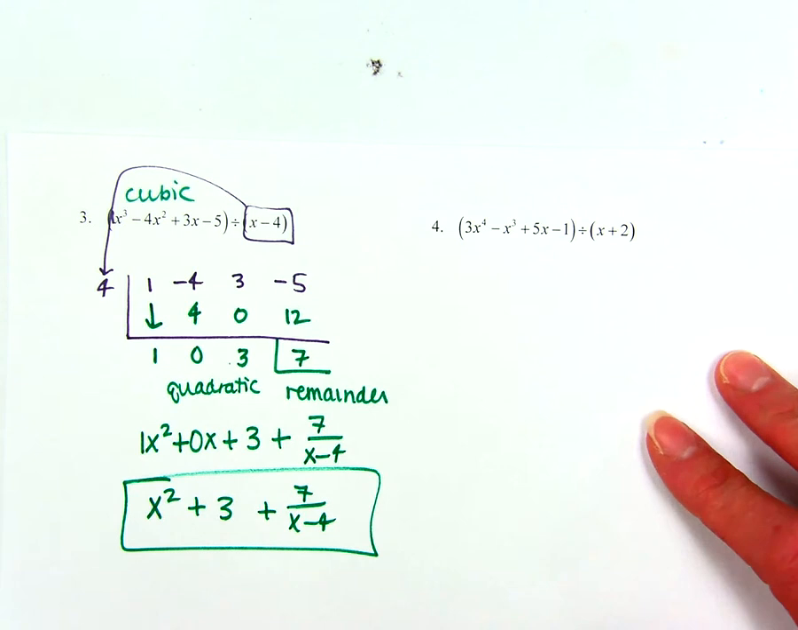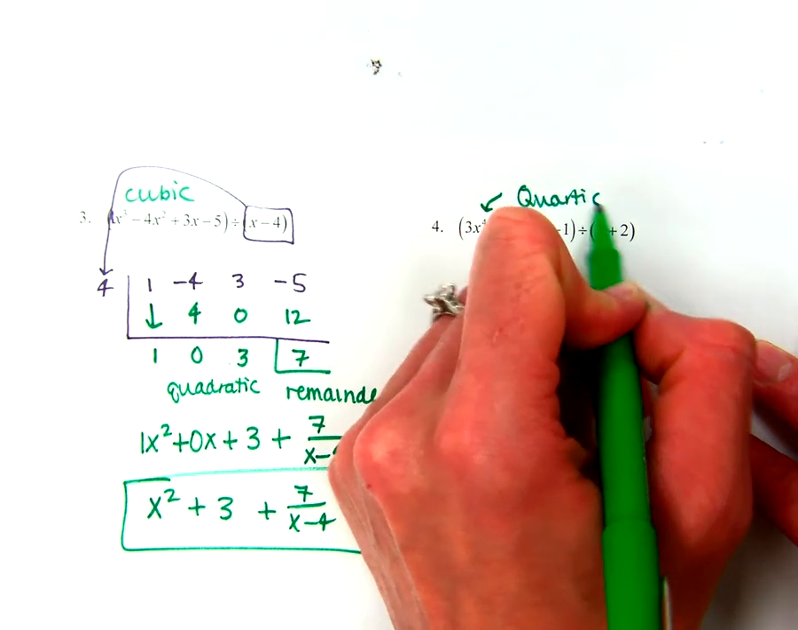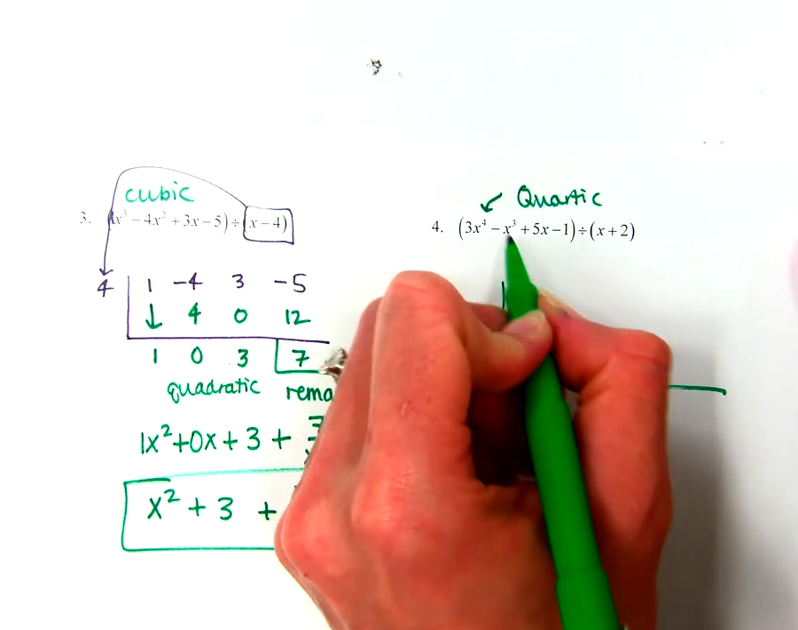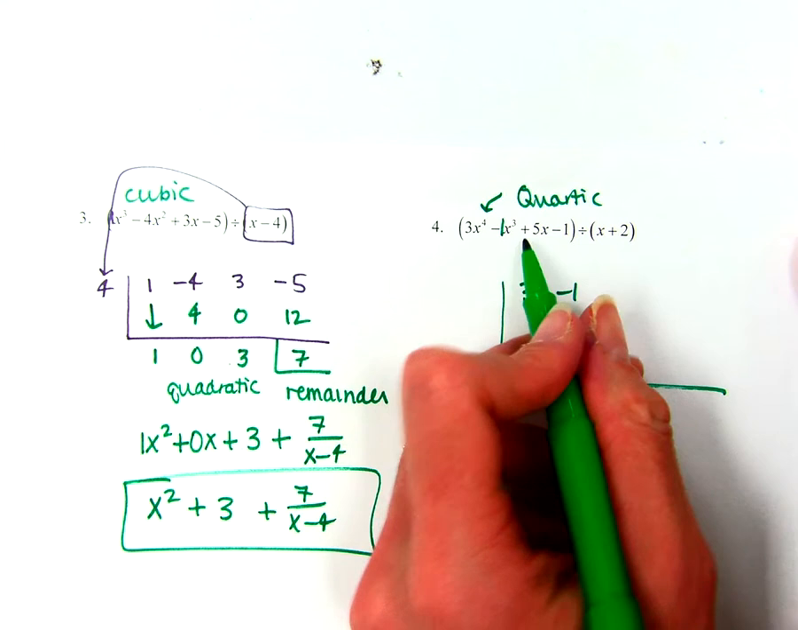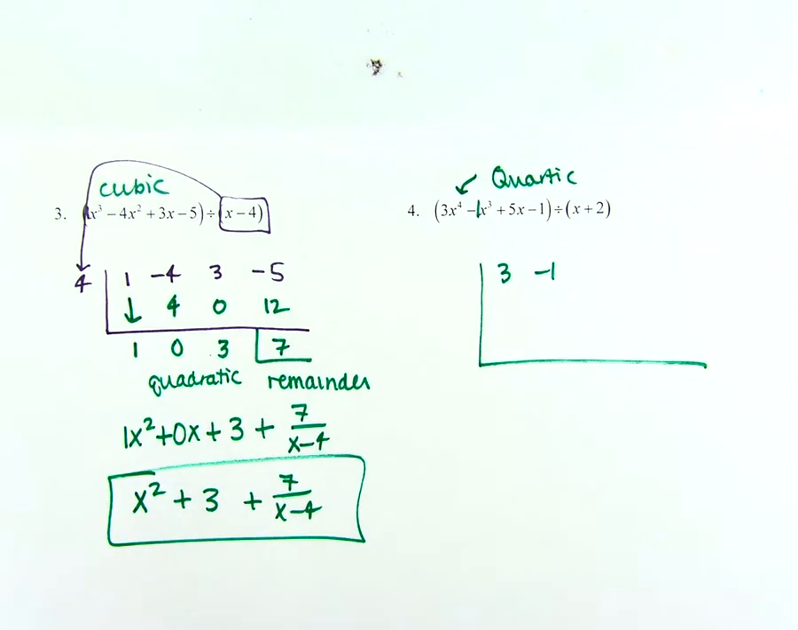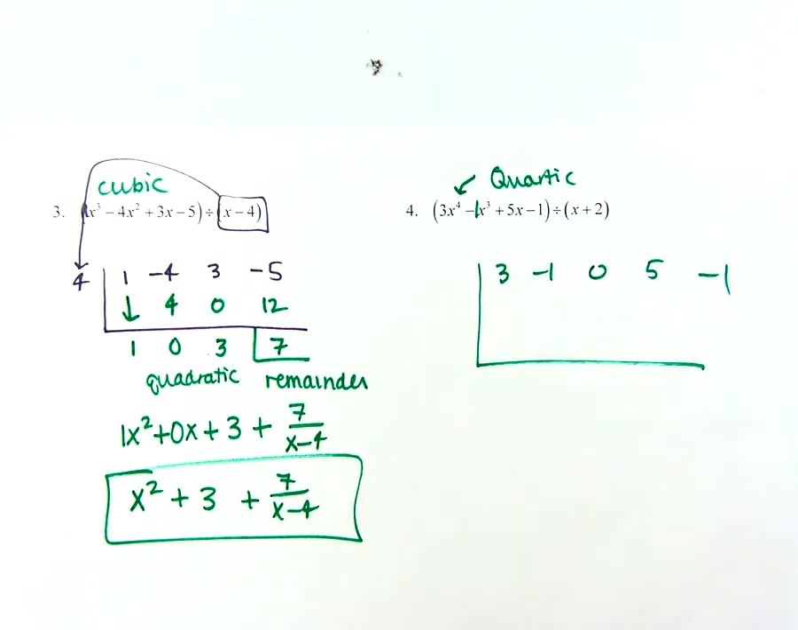All right, problem number 4. This is x to the 4th, so this is a quartic. Now you got to be careful a little bit on this problem. So I have 3x to the 4th, I have negative 1 x cubed, but how many x squareds do I have? If you look at the problem, you notice that you don't have any x squareds. So you need to actually say that. If you don't have any x squareds, you need to put in a 0 there. So now I have 0x squared, I have 5x's, and I have negative 1.